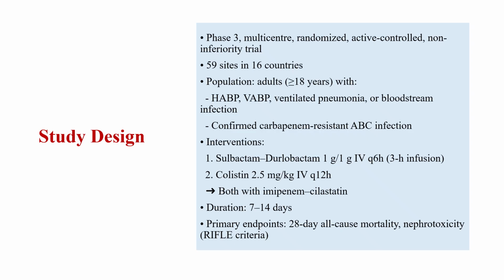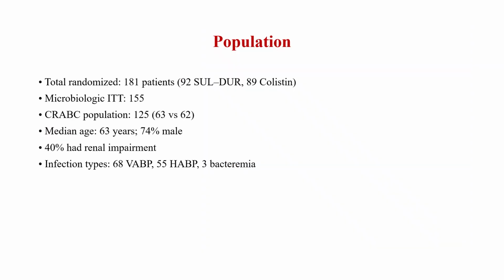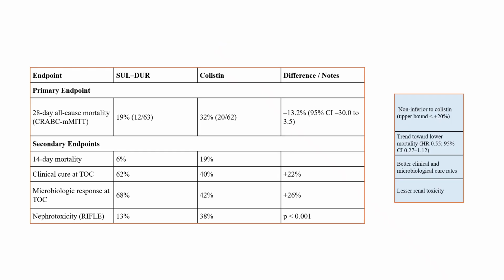The primary outcome was 28-day all-cause mortality. In total, 181 patients were randomized, and 40% had renal impairment. Many of the patients had pneumonia, and you can see that there is a significant difference in mortality. Sulbactam-durlobactam has done much better compared to colistin.